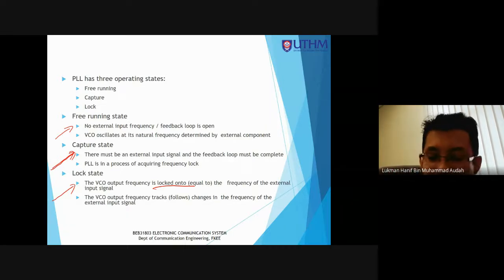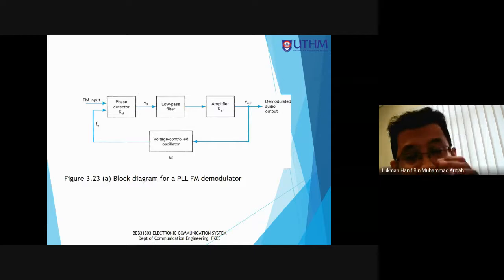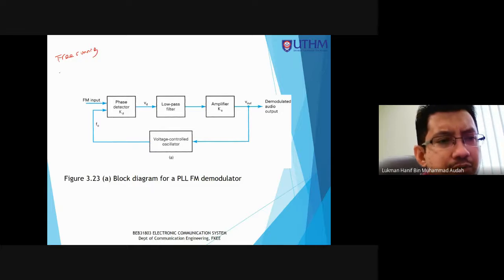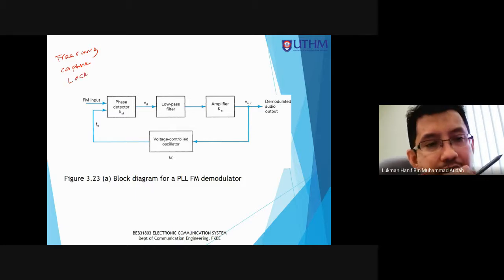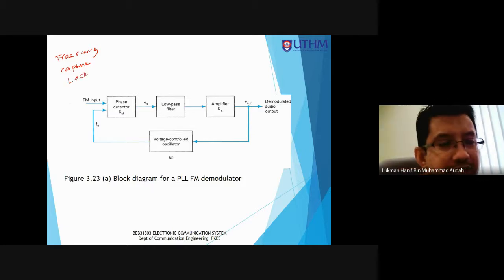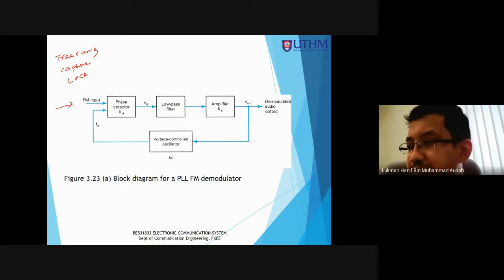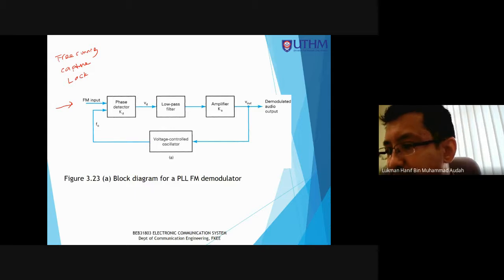Okay, mungkin saya kena jelaskan gambar ini. Tadi ada dua perkara, iaitu free running, kemudian ada capture, dan ada lock state. So dalam free running bermakna tidak ada input di sini. There's no FM input.